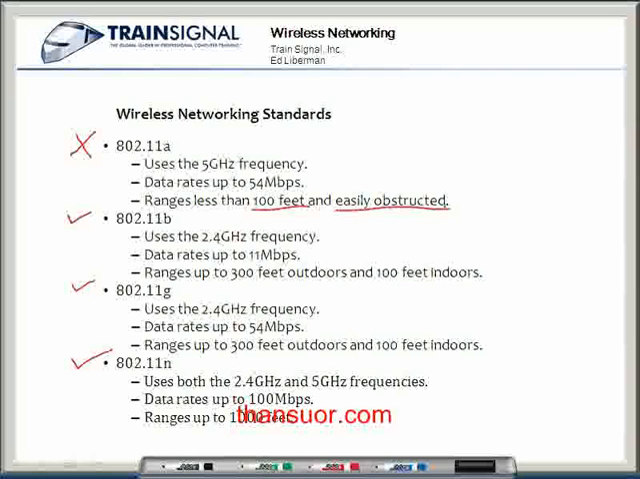Now, 802.11b was one of the first wireless networking standards to really become popular. It uses the 2.4 gigahertz frequency, which, by the way, happens to be the same as things like baby monitors and other wireless devices. So one negative with 802.11b that I don't have listed here is that sometimes you'll get interference between those other wireless devices, because the 2.4 gigahertz frequency is very, very popular.